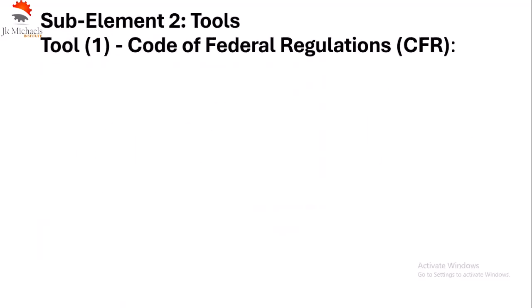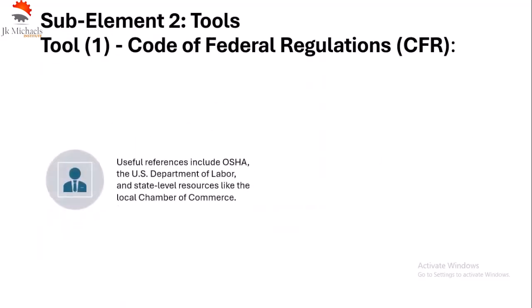Now let's go into the tools. We have federal regulations, the Code of Federal Regulations. So we have OSHA, right? We have the U.S. Department of Labor, and then we have state level resources like the local chamber of commerce. Right now, all of these can be sources of regulation, right?